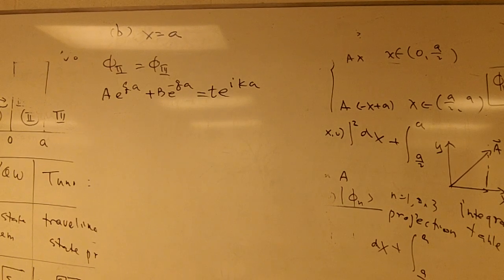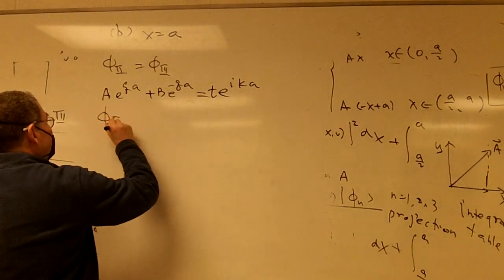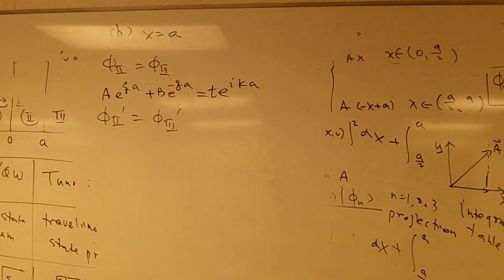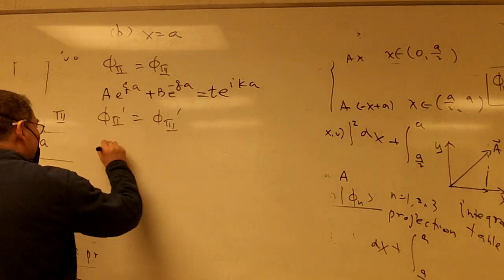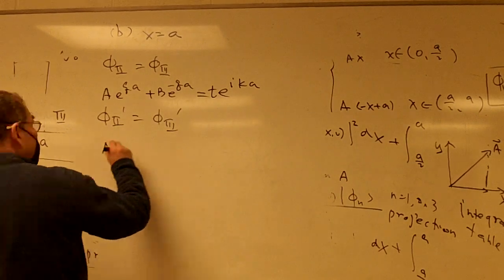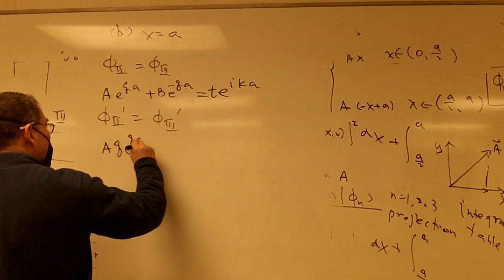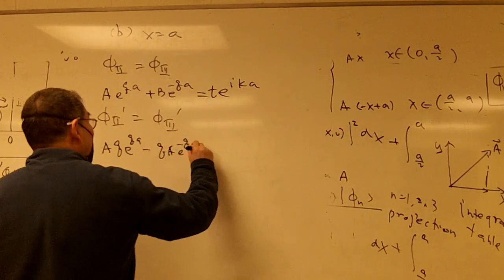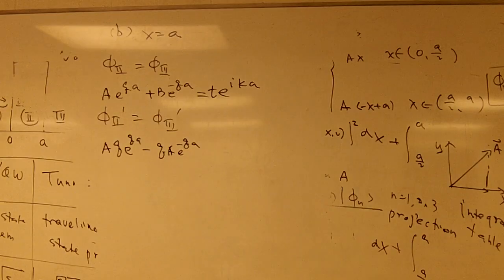Are we good so far? Essentially, what we did was just plug in x equals a, and the derivative terms come out in the same fashion. The derivative of phi 3 is going to be t i k e to the i k x like that. I'm going to replace x by a, so you're going to see me write down a, that should be q, e to the q a minus q a e to the negative q a. Yes, exactly, it's a negative q a.